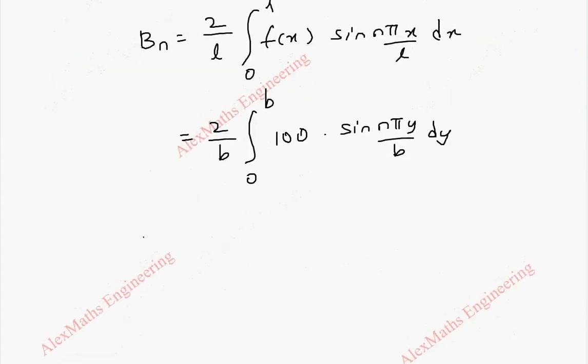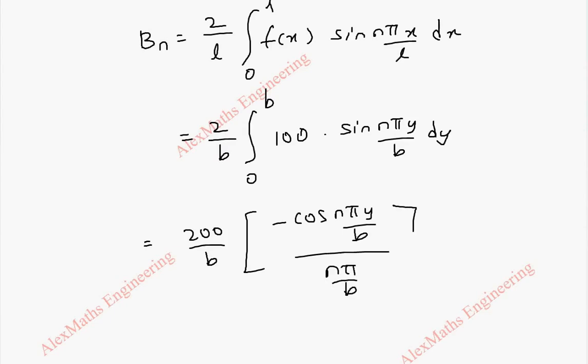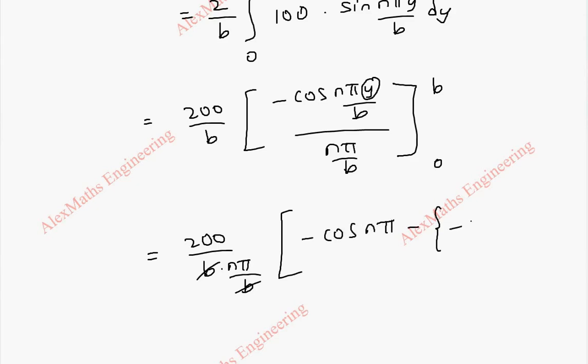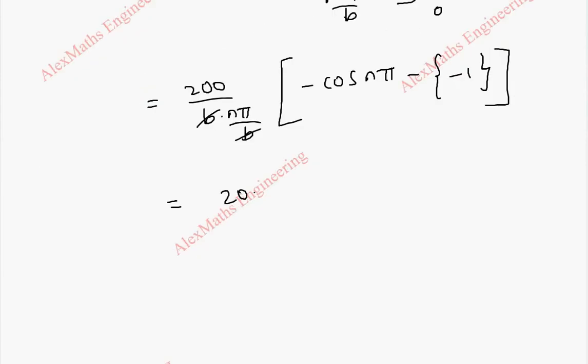So the constants can be taken outside, which is 200 by b, and the integration of sin is minus cos n pi y by b, divided by n pi by b, with a limit from 0 to b. So this becomes 200 by b into n pi by b. We can take out common, and this gets cancelled. When I put the upper limit, b gets cancelled, so minus of cos n pi, then when I put the lower limit, minus of cos 0 is 1, so we get minus 1. So totally this is 200 by n pi, and this will be 1 minus cos n pi.